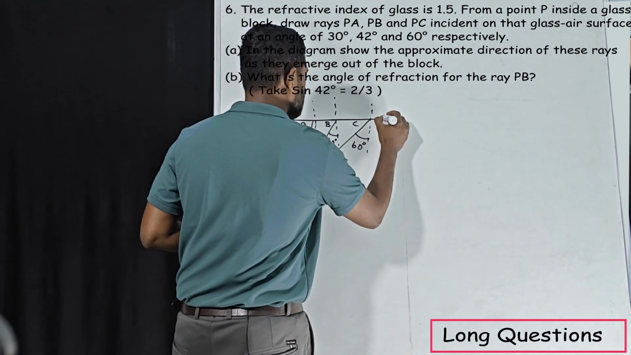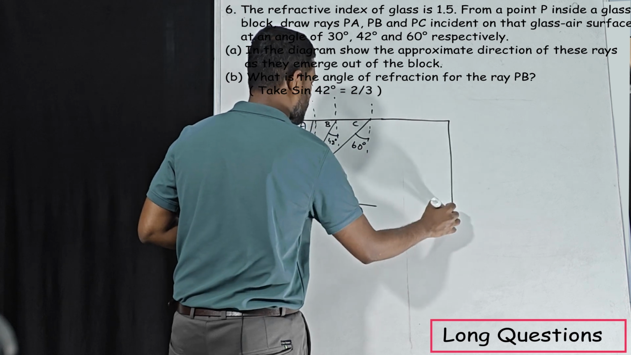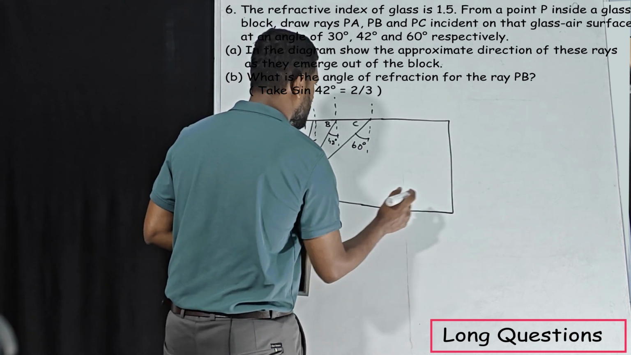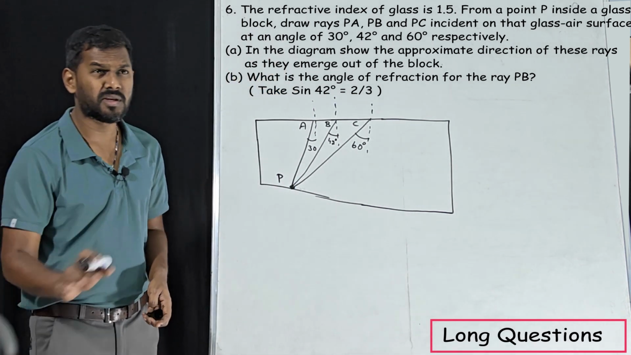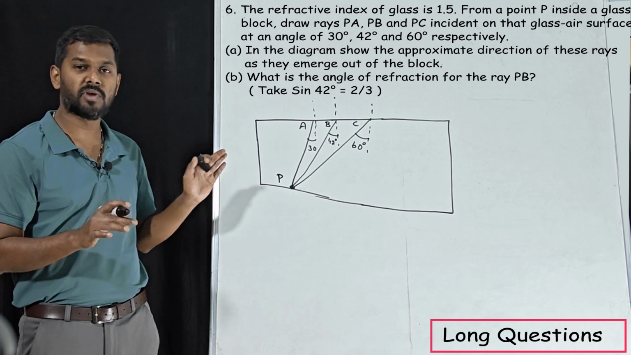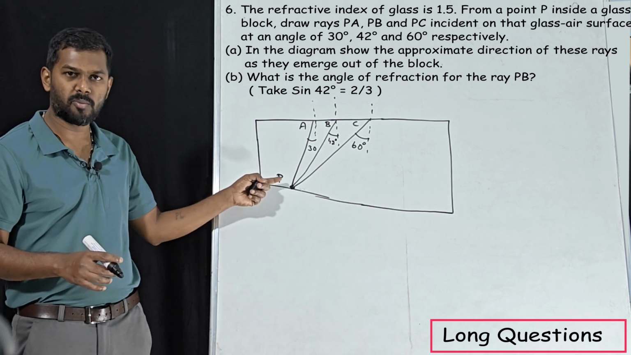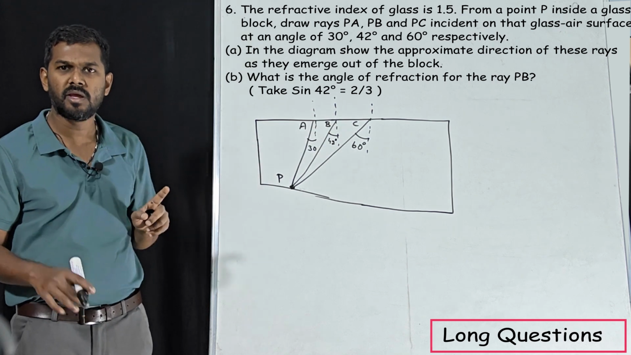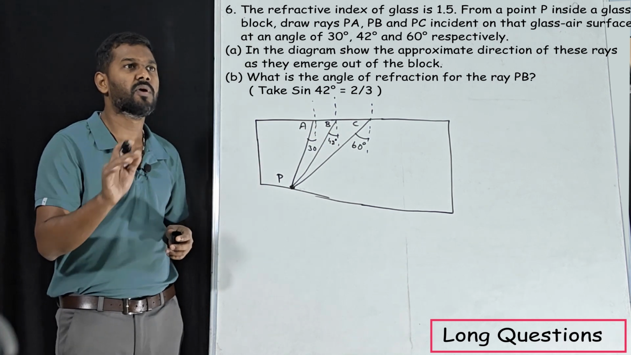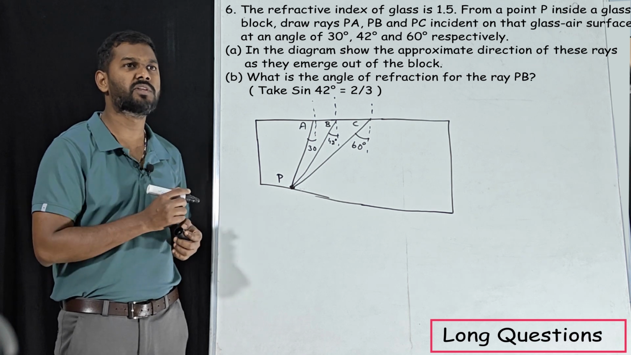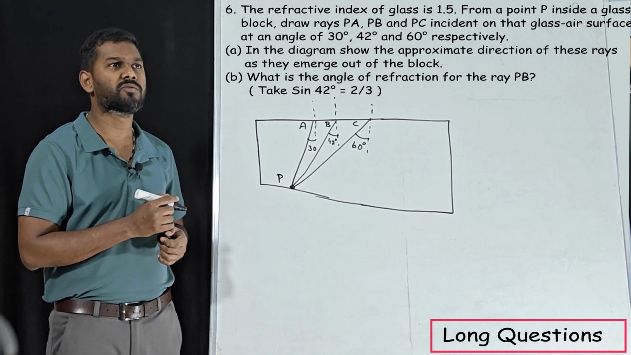If I extend this one, the glass slab, we can see what is going to happen. Now till here this is the question, but in the question they have not given the diagram also. This is also what we have drawn. From point P, PA 30 degree, PB 42 and PC it is 60 degree. Till here we have done. Next we'll go for the question. In the diagram, show the approximate direction of these rays as they emerge out of the block.